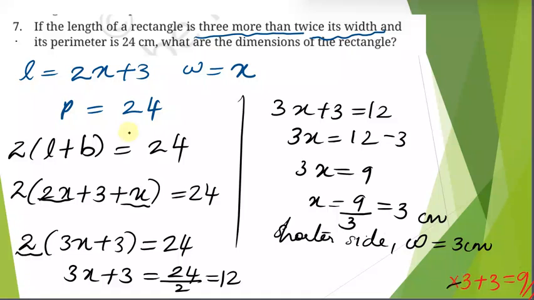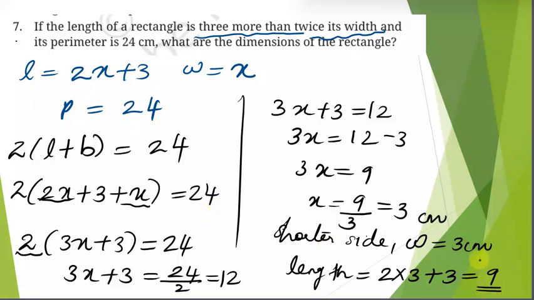And the length, how did we take the length? We took the length as 2x plus 3, right? So you will get the length, or the longer side, as 2 into 3 plus 3, that is 6 plus 3, 9. Okay, so you got the length as 9 centimeters and the width as 3 centimeters.